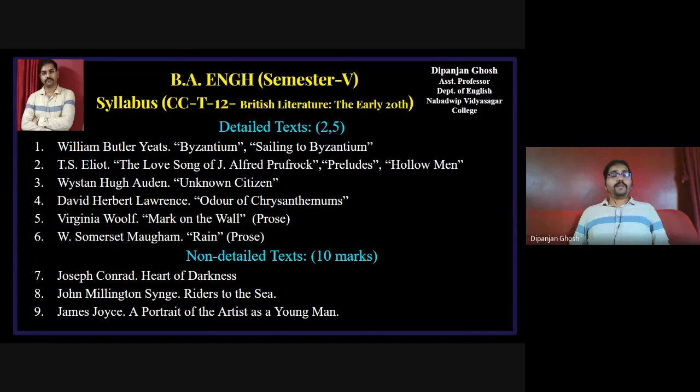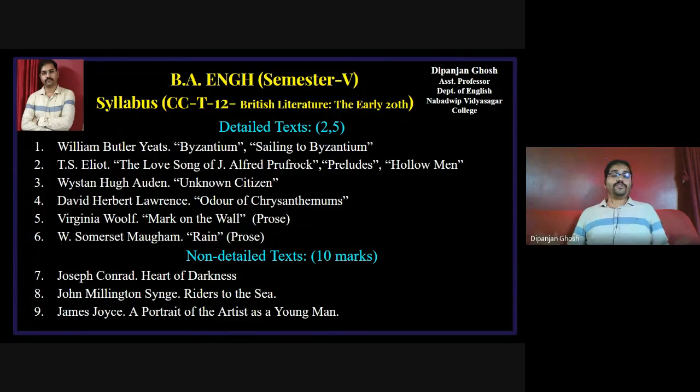And W. Somerset Maugham's The Reign is also available on the internet. You can go with them. So these are the texts, some poems and the proses, or short stories rather. These are to be considered as the detailed text for your CCT12. Then you will find the non-detailed texts, and three seminal works have been introduced here.